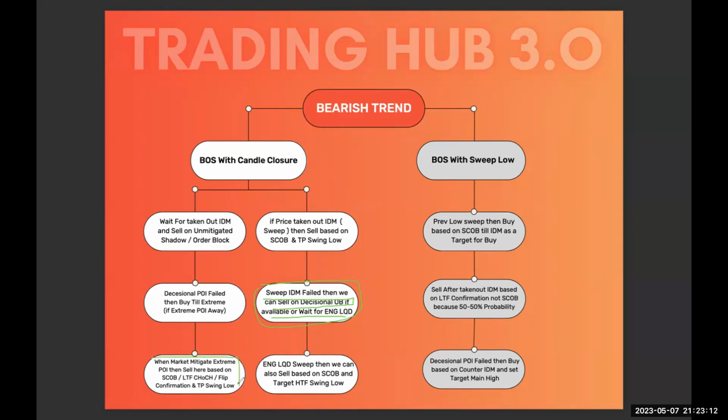The next possible scenario is here when market mitigates extreme PUI and then sell here based on chalk and flip. Exactly. Only last PUI is here on extreme. Extreme is always high probability because that point is the only place where market can give you momentum to the downside as per your plan, because those are the last point, extreme point before continuation. If those points fail, that means structure will be different, like change, bearish to bullish or bullish to bearish, right? That's why extreme is high probability compared to the decisional.